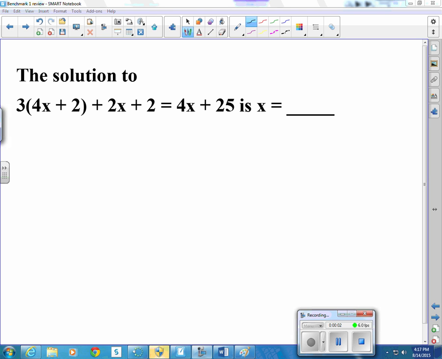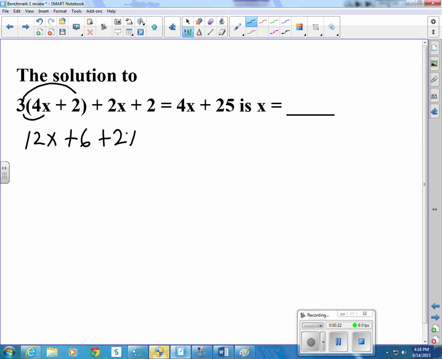Okay, so let's continue with part B of benchmark 1 review. The solution to this equation. Well, before we start solving it, let's simplify it. Let's go ahead and multiply the 3 times the 4x. That gives us 12x. The 3 times the 2, that gives us 6. Then everything else I will just write down how it is.